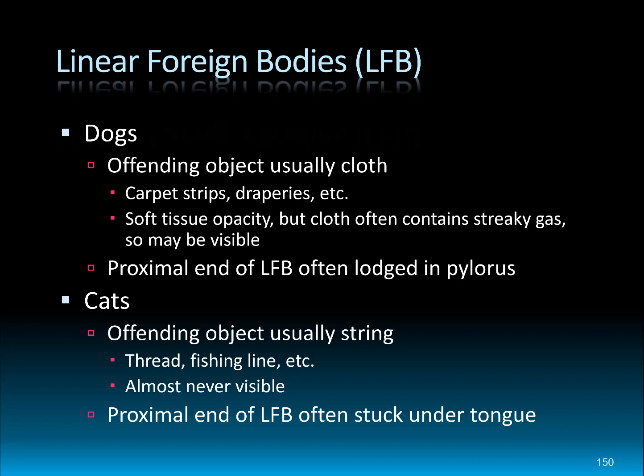With cats, usually they're eating a lot thinner string-like objects rather than thicker cloth-related stuff, and so we almost never actually see that linear foreign body just because it's so thin on radiographs, and that type of foreign object tends to get stuck in the mouth. At the base of the tongue is the most common spot, and then the distal end of the foreign object again travels down into the stomach, down into the small intestine, where it results in plication.